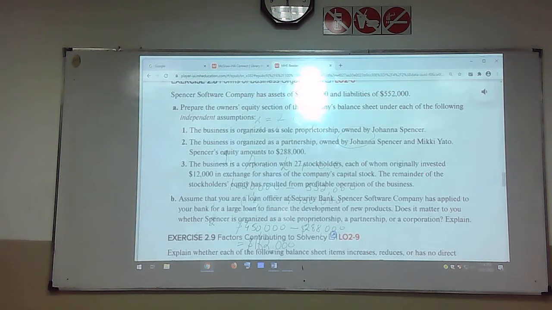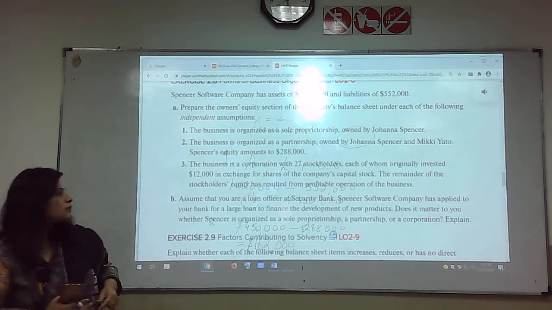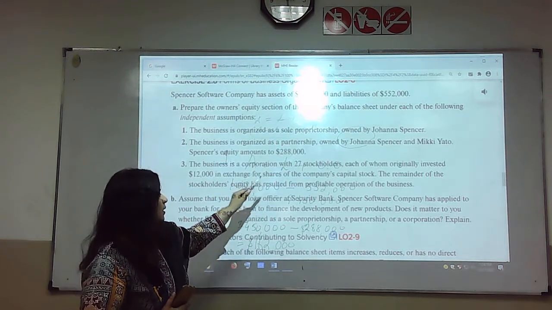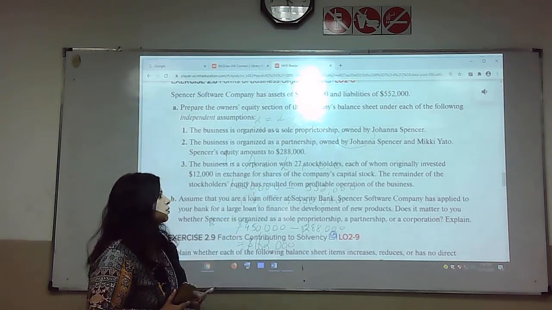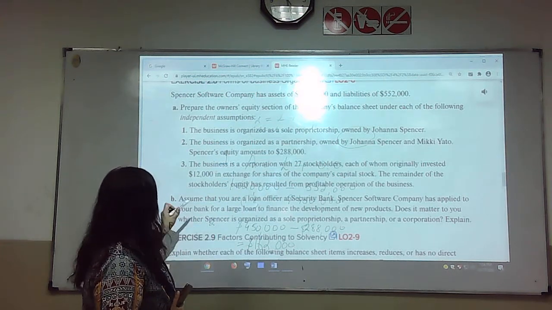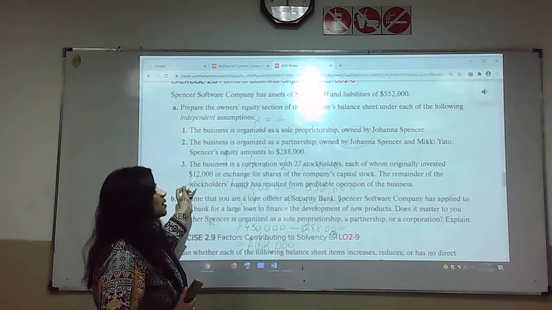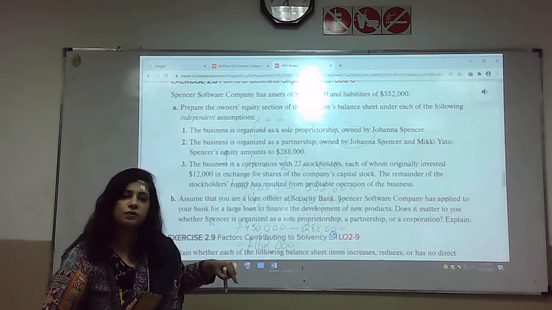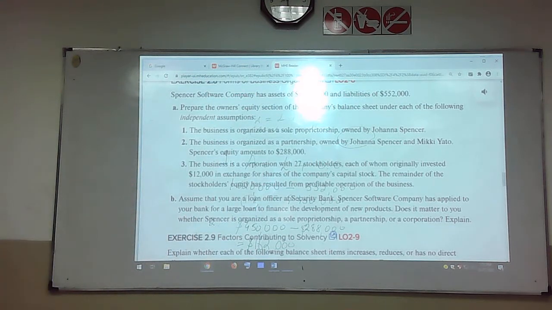Now this says that the business is a corporation. Let me read this for you. The business is a corporation with 27 stockholders, each of whom originally invested $12,000 in exchange for shares of the company's capital stock. So each invested $12,000. How much was the total investment in this case? If there are 27 stockholders, each investing $12,000, the total investment would be 27 times $12,000. Just simply multiply this.